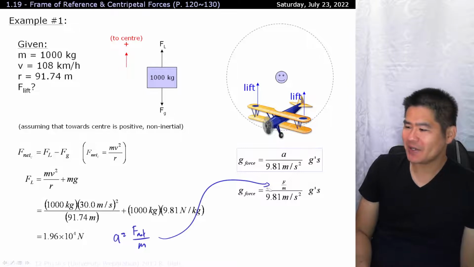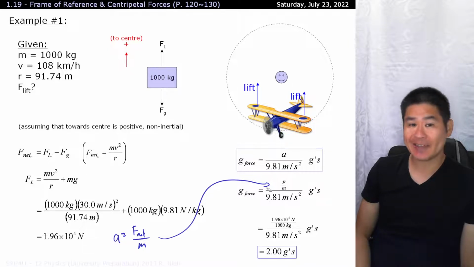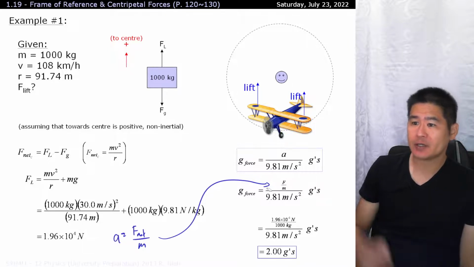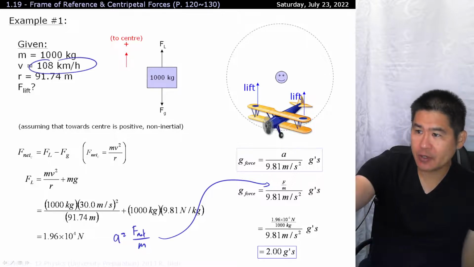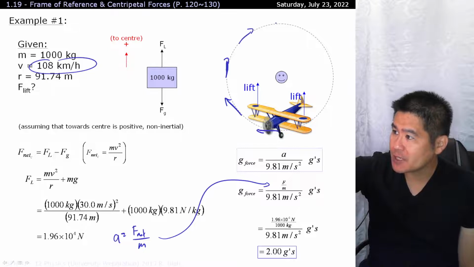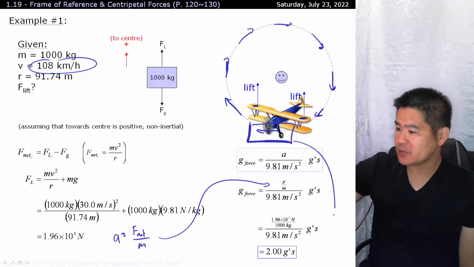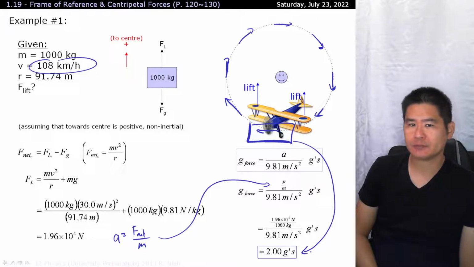Unpause if you've paused, and you'll find out that in this case over here, we get a g value of 2 g's. Why is it 2 g's? Because I calculated that way on purpose. All right. So with a speed of 108 kilometers per hour, as you're going around the loop, you're maintaining that speed all the way around. When you're at the bottom of the loop, you're experiencing as much as 2 g's.